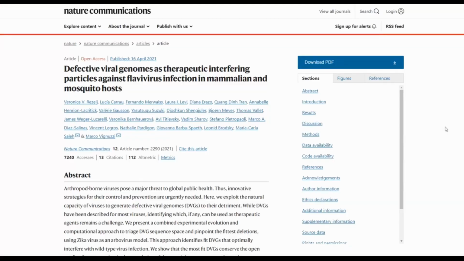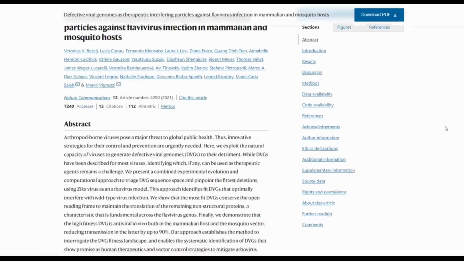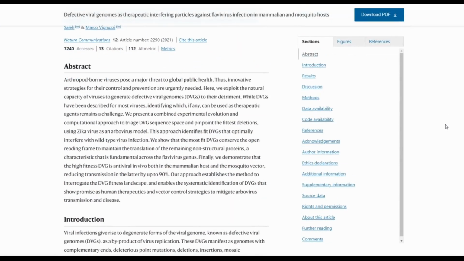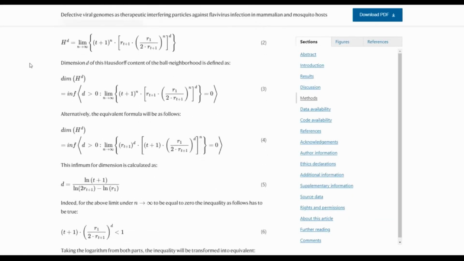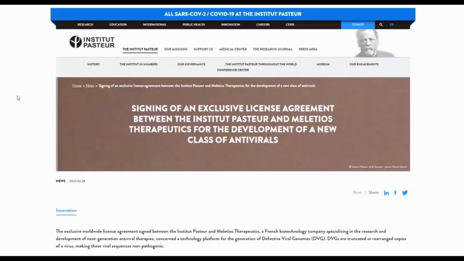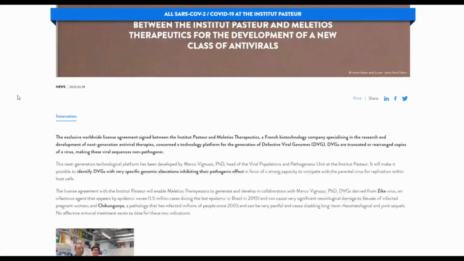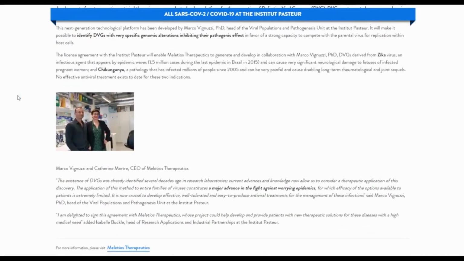In a follow-up study, Vignuzzi and colleagues identified DVGs with optimal interference activity by using a combination of lab experiments and computational approaches that I don't understand. But based on these new results, the French biotechnology company Meletios Therapeutics, I'm probably really butchering that pronunciation. Anyway, they are currently developing a new class of antivirals against Zika virus and chikungunya virus.